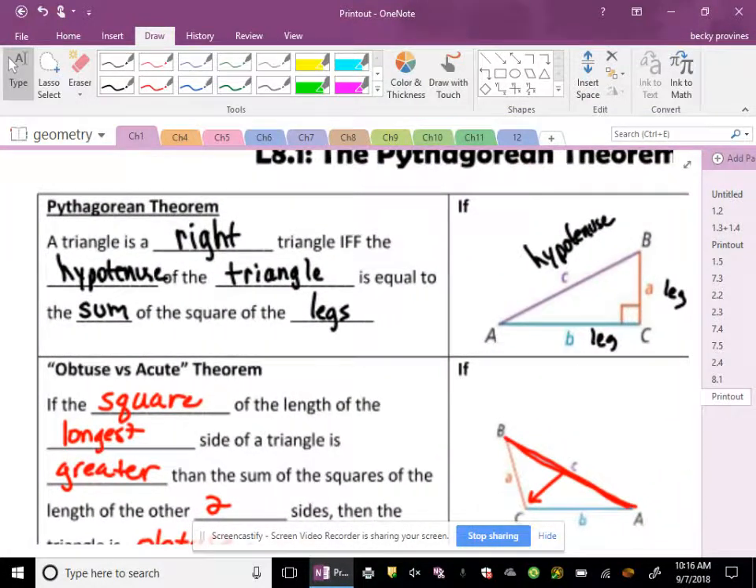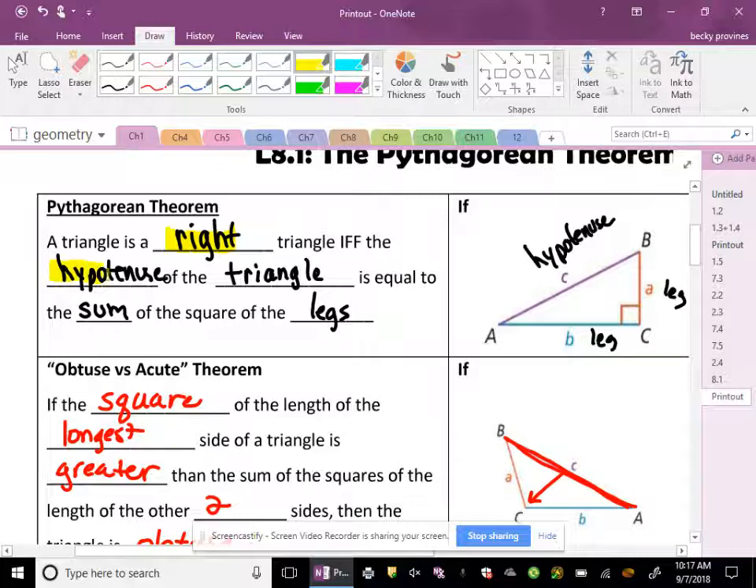The Pythagorean theorem says a triangle is a right triangle if and only if the hypotenuse of the triangle is equal to the sum, which means you're adding them together, of the square of the legs.